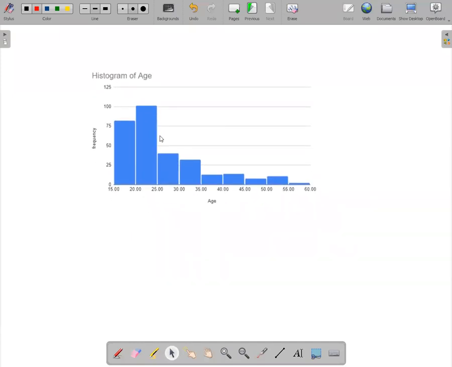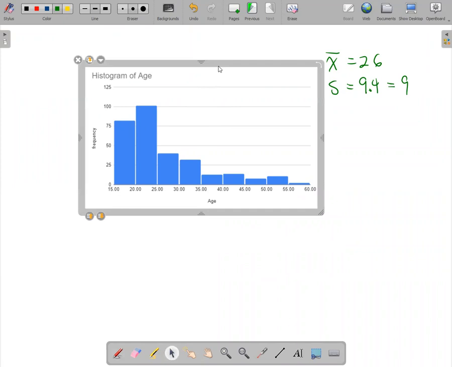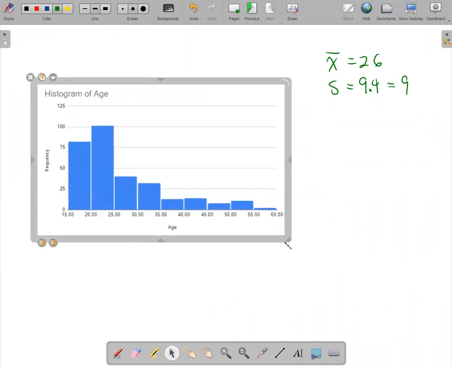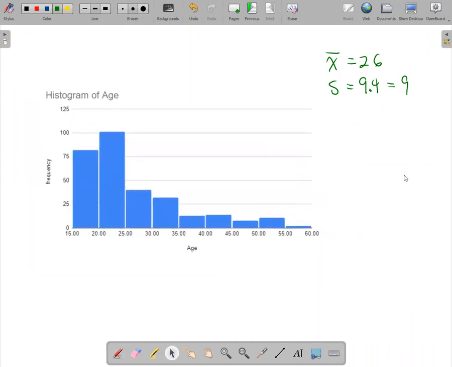All right, so remember for this data set right here, and I'm going to round this just a little bit to make it easier. My mean, X bar, was 26, and the standard deviation, I'm going to round that to a whole number. The computer said it was 9.4. I'm going to use 9 because that's going to be easier for me to draw this out. So standard deviation, what is it again? Standard deviation is the average distance from the mean.